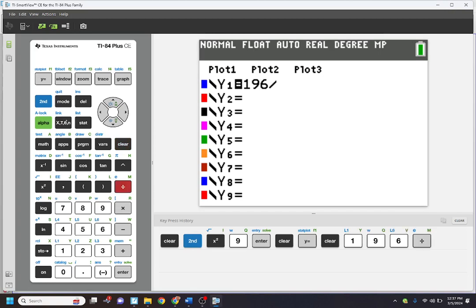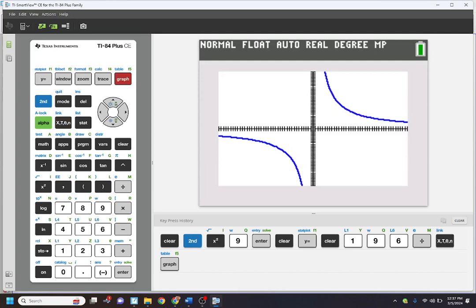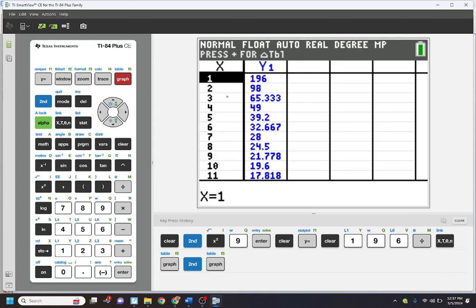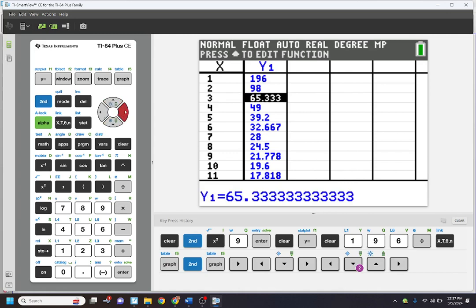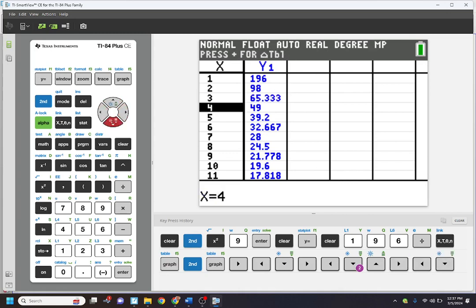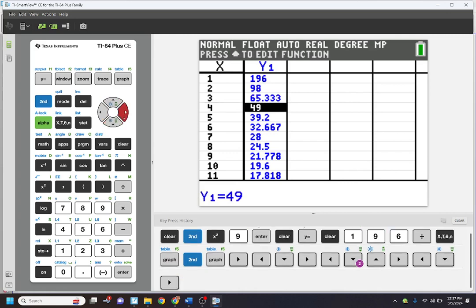X is the button next to alpha. It says X, T, theta, n. Now, I could graph that, which gives me this curve. That's not really useful. So what I'm going to do is click second graph, and it gives me a table. This table will give me a list of all the things that multiply to 196. So the first set is 1 and 196. Makes sense? 2 times 98. 3 times a decimal. If it's a decimal, it's not going to be your answer, so you don't have to worry about that. Okay. 4 and 49.